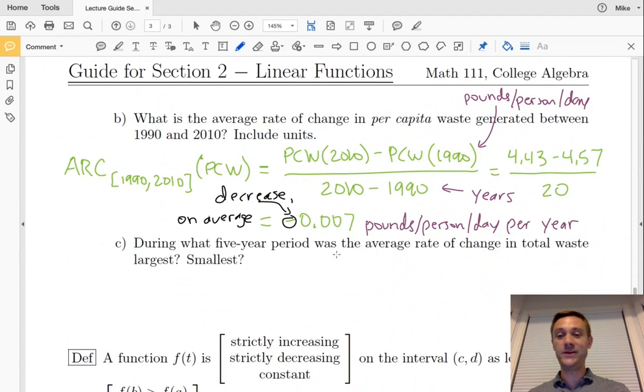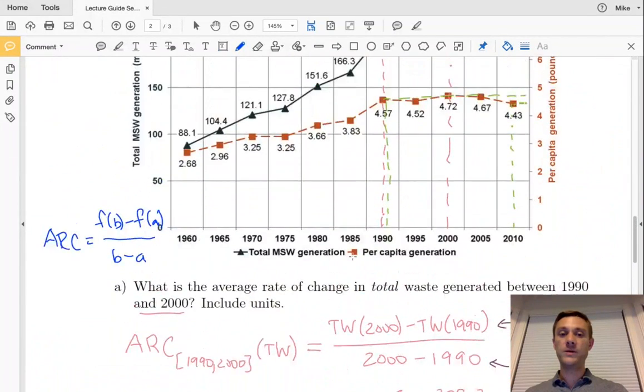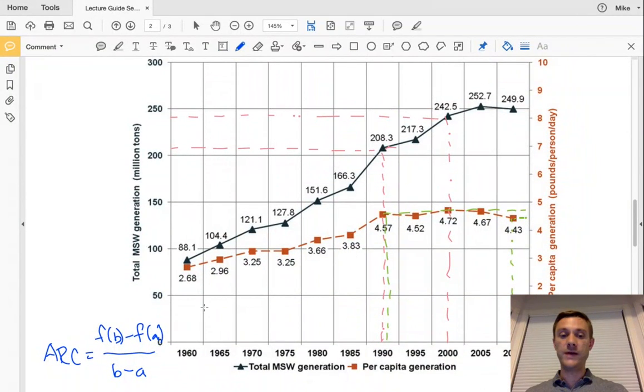Great. 5-year period where average rate of change was biggest, and 5-year period where it's smallest. So 5-year period sounds arbitrary until you remember that the graph only comes in 5-year segments. So that's kind of the smallest that we can work with, since that's how frequently this thing was measured. So, all right, we're looking for largest average rate of change. And since we're only looking at 5-year segments, the width of each of these, the denominator of that average rate of change calculation, is the same for all of them. So really, we're looking for the biggest jump.